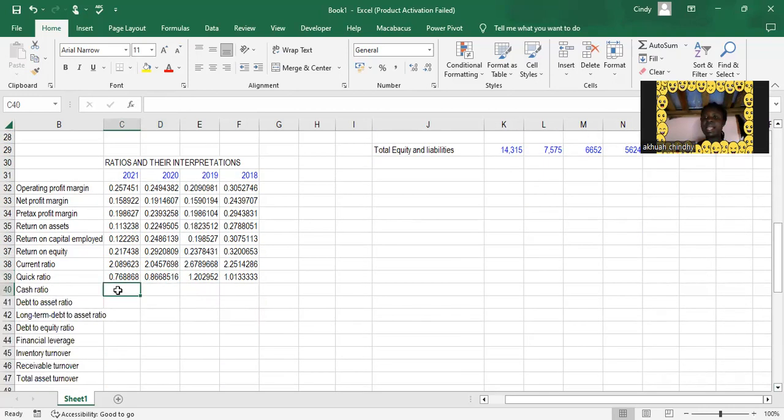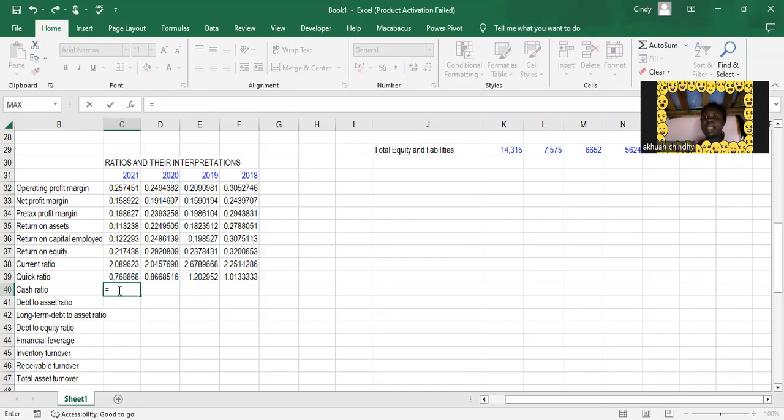Then the cash ratio is also looking at using only cash to cater for our current liabilities. So those are only cash items in the balance sheet divided by our total current liabilities. So here we look at cash and its equivalents. So when we say cash and equivalents, an example is short-term securities, because you can easily turn that into cash, or let's say cash at bank.